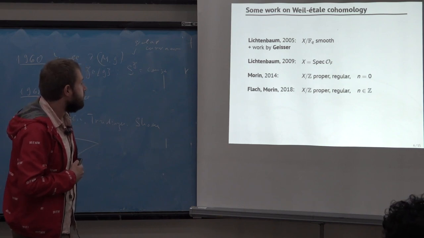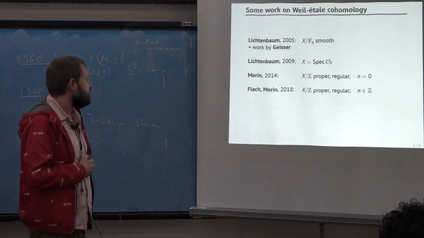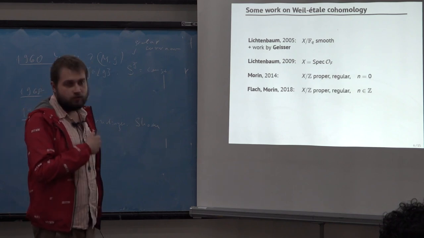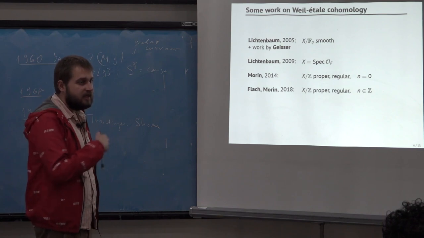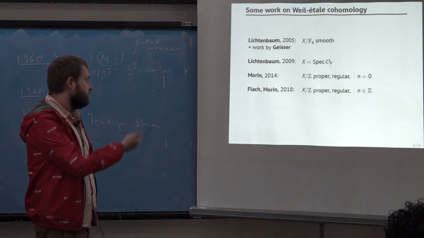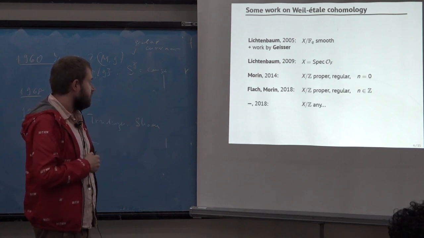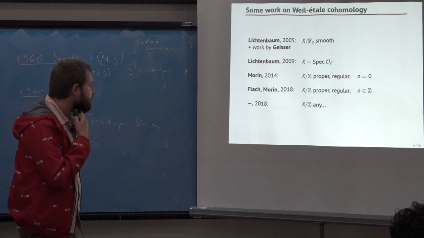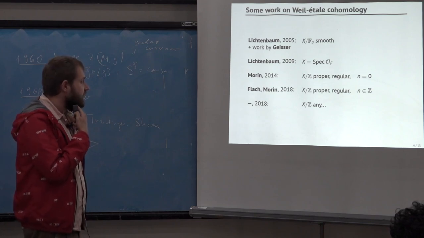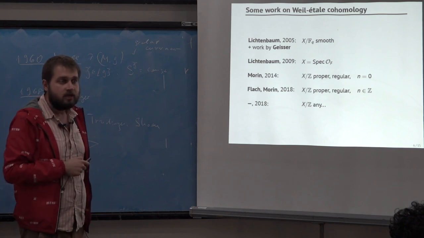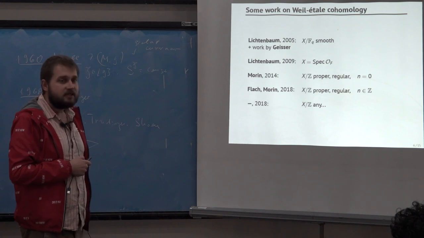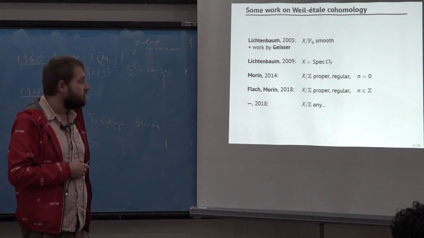And then this work has been generalized. Matthias Flach and Baptiste Morin generalized this work to any integer n. They gave a construction of this Weil-étale cohomology for proper and regular schemes. And in my PhD thesis, I removed the assumption that X is proper and regular. So I constructed the Weil-étale cohomology for any scheme that is separated and of finite type over spec Z.